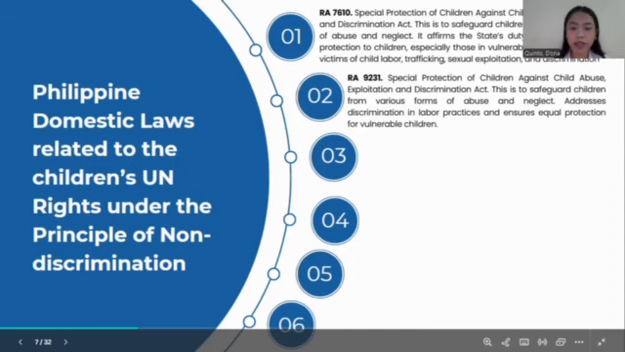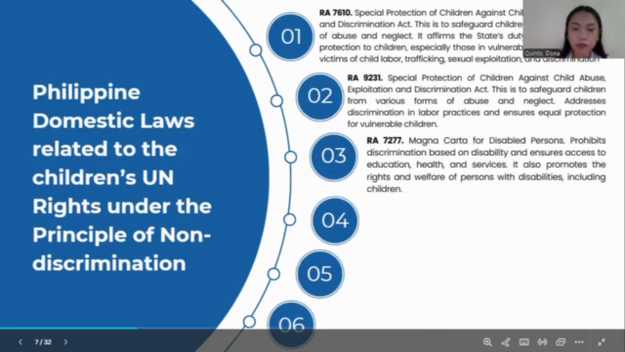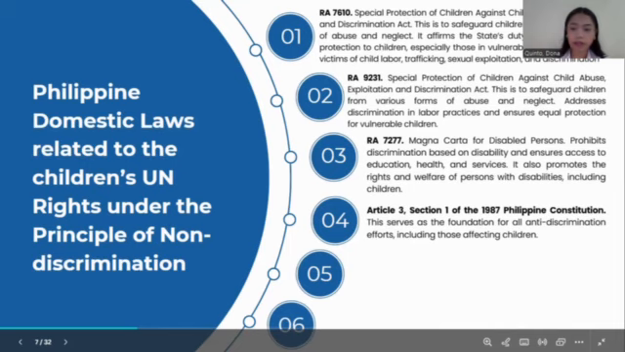Next is Republic Act 9231, or the Act Providing for the Elimination of the Worst Forms of Child Labor. These provisions protect children from abuse and neglect, combat discriminatory labor practices, and guarantee equal protection for those in vulnerable situations. Next is Republic Act 7277, or the Magna Carta for Disabled Persons. These provisions protect persons with disabilities, especially children, from discrimination and guarantee their access to education, healthcare, and essential services while promoting their rights and overall well-being. Article 3, Section 1 of the 1987 Philippine Constitution serves as the foundation for all anti-discrimination efforts, including those affecting children.